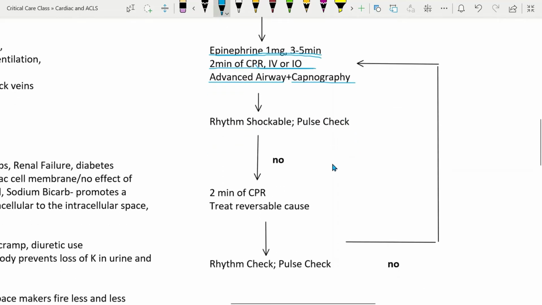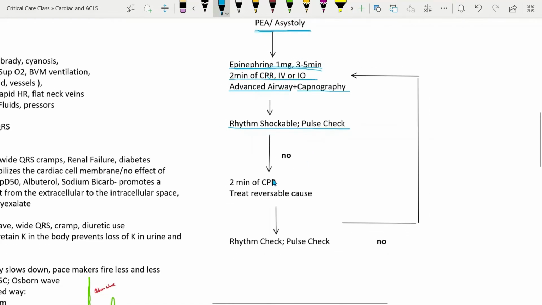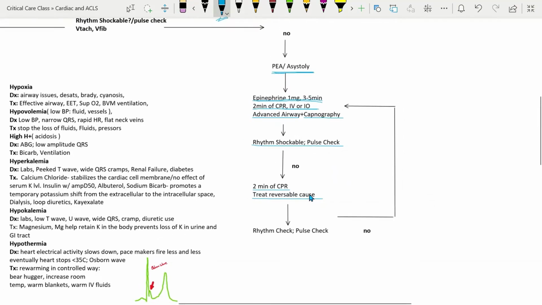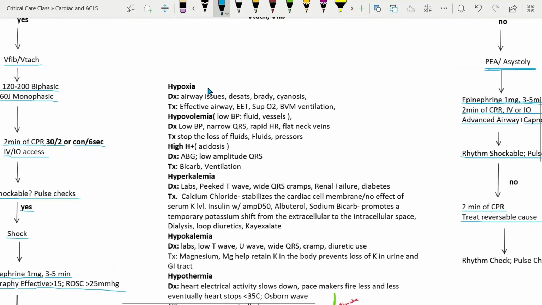After 2 minutes, a second pulse and rhythm check is made. If asystole or pulseless electrical activity persists, CPR is continued. It is important to determine the reversible causes at this point and treat them. Reversible causes can be classified in several ways. One of them is Hs and Ts.